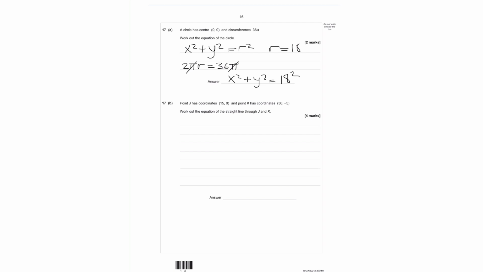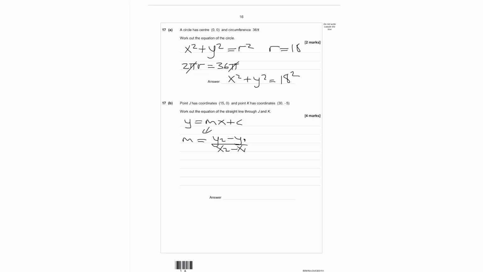For part B, point J has coordinates 15, 0 and point K has coordinates 30, minus 5. And we want to work out the equation of the straight line through J and K. Well, the way we do this is we start off with our straight line equation, which is y equals mx plus c. So we know what we're trying to solve here. So first of all, let's try and work out this m, which is the gradient. So we know this is given by y2 minus y1 over x2 minus x1.